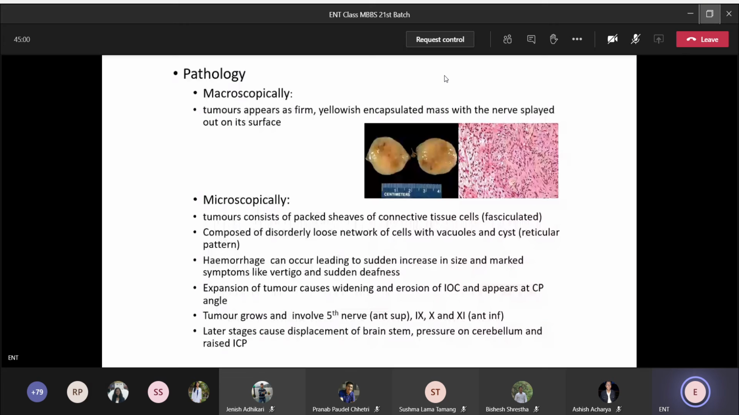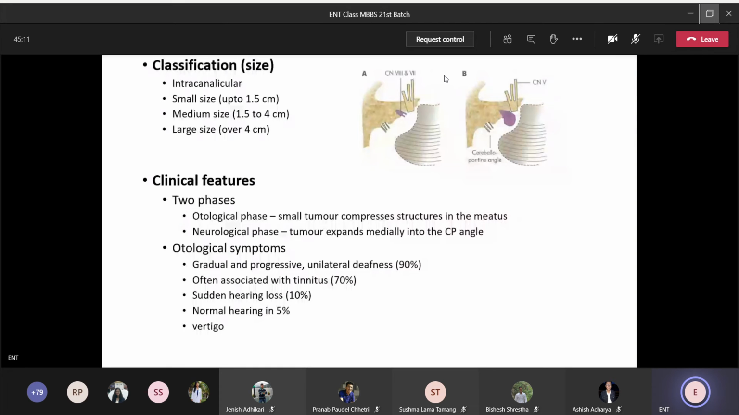This tumor can be classified according to its size. When the tumor is very, very small and within the canal, it is intracanalicular. When it's small size, that's up to 1.5 centimeter. Medium size is about 1.5 to 4 centimeter, and large ones are more than 4 centimeter. So this is the classification according to size.